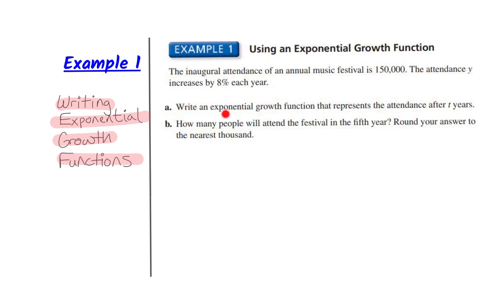Part A wants us to write an exponential growth function that represents the attendance after t years. So in order to do this, we need to remember what that function looks like. We just got this in from our core concept. It looks like a times 1 plus r to the t power. So we need to find our components. Y and t will stay the same because t is our input and y will be our output. The letters we need to figure out are a, where we're starting, and r, what we're growing by. R is our growth factor, a is the starting point, the y-intercept.